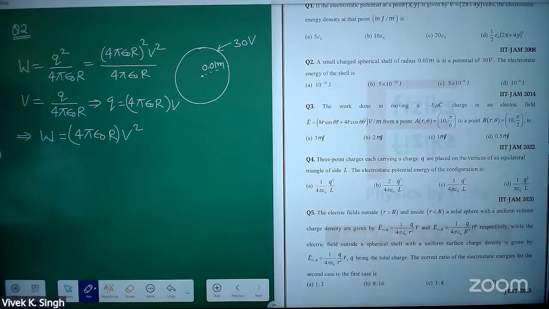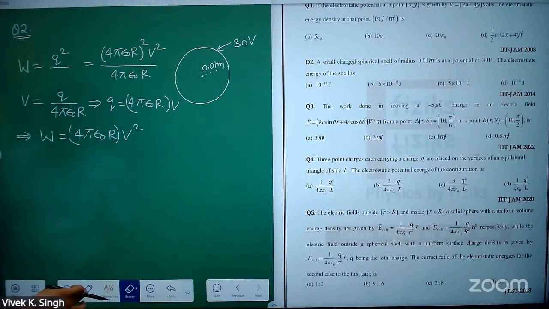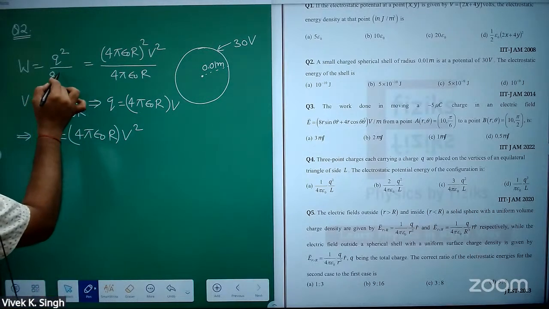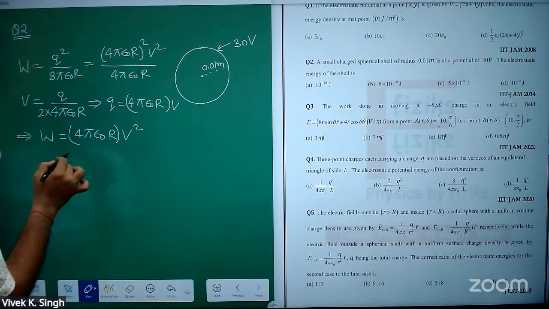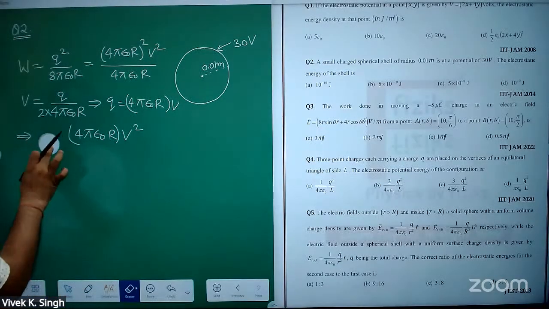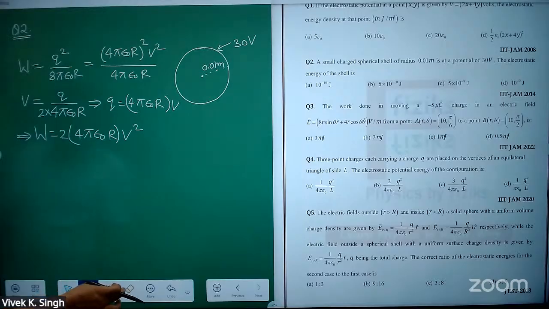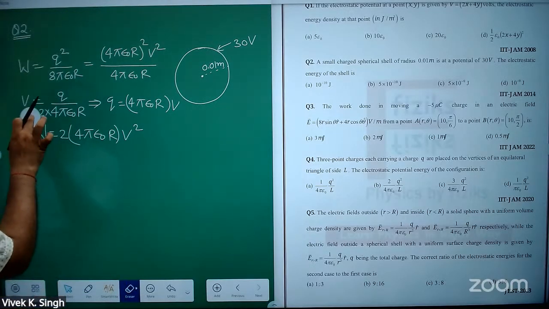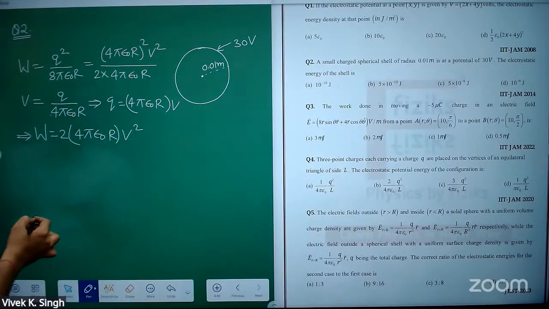Now you should calculate this value. Electrostatic energy has 8 here. You have to take the value 8, not 4. I have written the formula, so you should take it. So here you should write 2, so this will give you 2 into this value. Potential is the same value, but here you have to write 2 times of 4 pi epsilon 0 R.